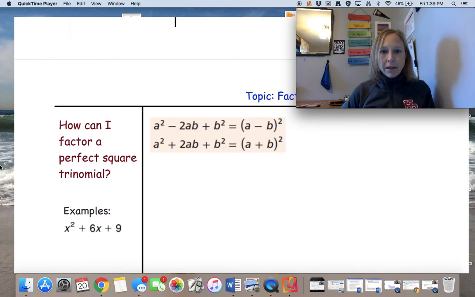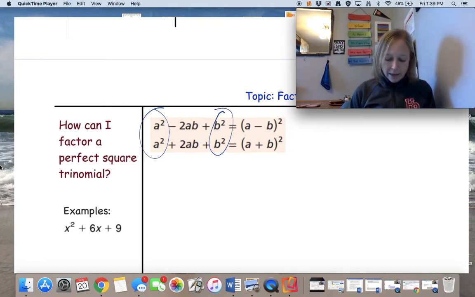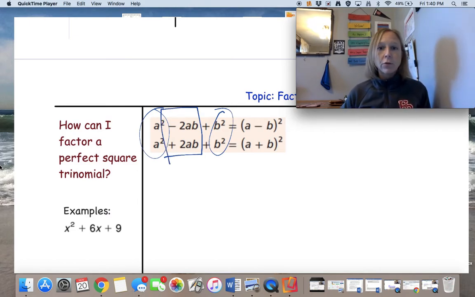Last review topic, our second special case. This is called a perfect square trinomial. A perfect square trinomial starts with a perfect square, ends with a perfect square. And then in the middle, what you have is 2ab. Remember, a is the square root of the first term, b is the square root of the second term. So we'll see 2 times their product in the middle.